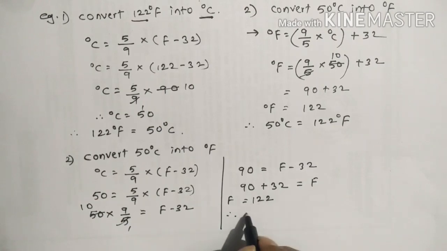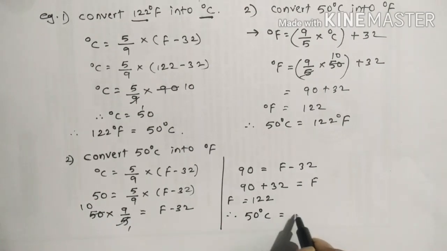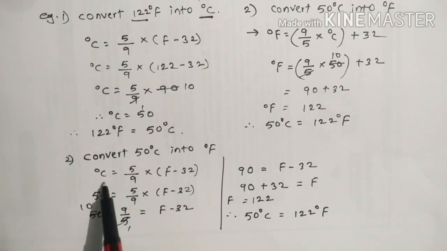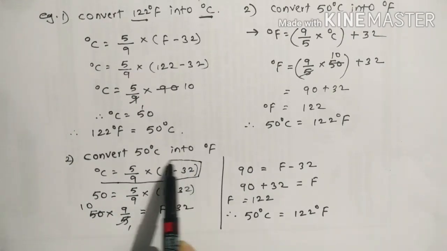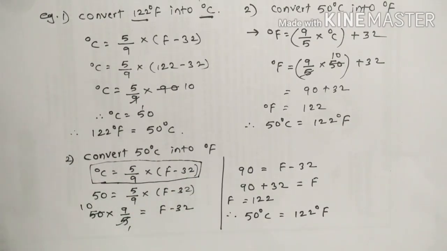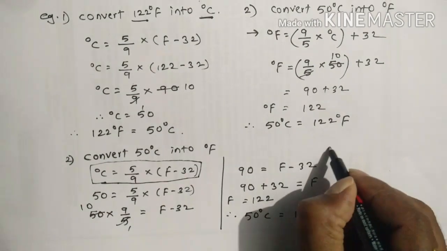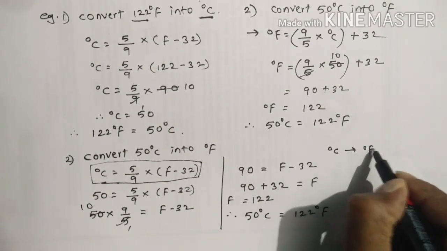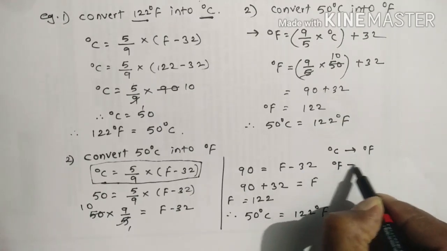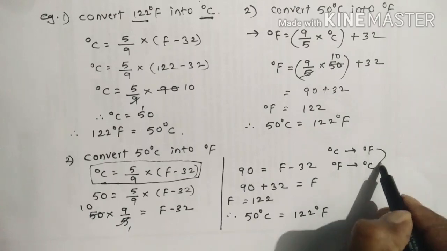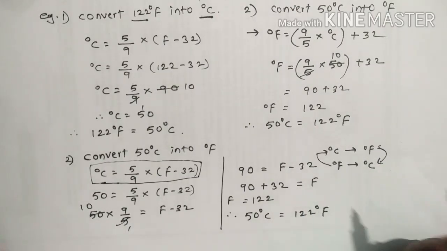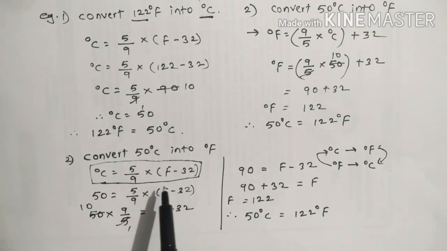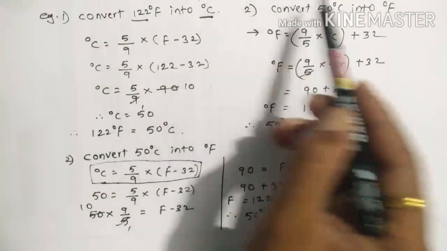Therefore we can say that 50 degree Celsius is equal to 122 degree Fahrenheit. In this way, by learning this one formula, we can convert degree Celsius into degree Fahrenheit, and degree Fahrenheit into degree Celsius. Means we can convert like this with the help of only one formula. If it is difficult to understand this method, you may watch the previous video on properties of equalities, or you have to remember these two formulas.